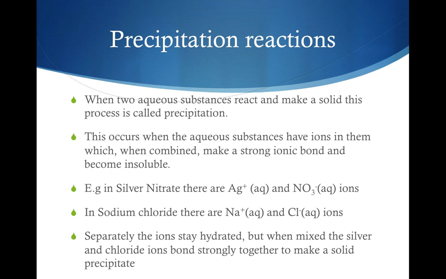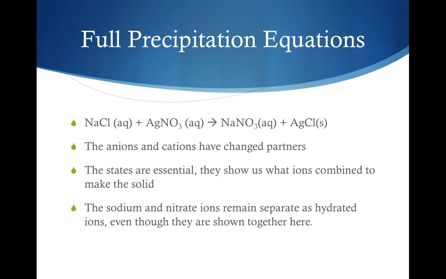But if you mix them together, the silver and the chloride ions are going to find each other and they're going to bond really strongly. And that's going to make an ionic lattice, and that's going to be a solid precipitate. So we can write this as sodium chloride, aqueous, plus silver nitrate, which is aqueous. It's a double displacement reaction, so everyone swaps partners.